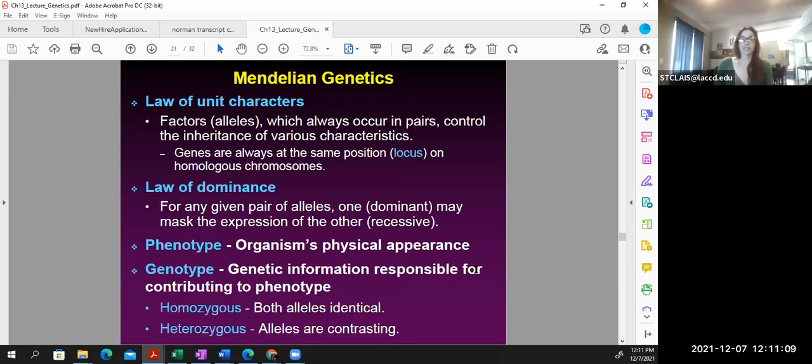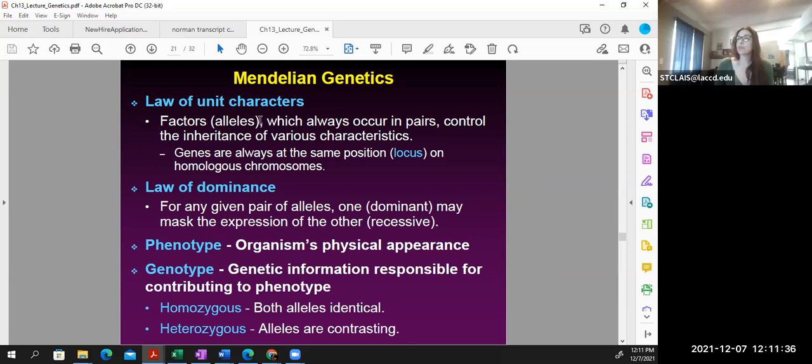Okay, so what was behind all of this? The first is the law of unit characters. So here, the law states that there are factors, they always occur in pairs, and those are going to control the inheritance of various characteristics. So remember, Mendel was working with peas, so that was a diploid organism. They had 2 sets of the genetic information, or 2 sets of chromosomes.